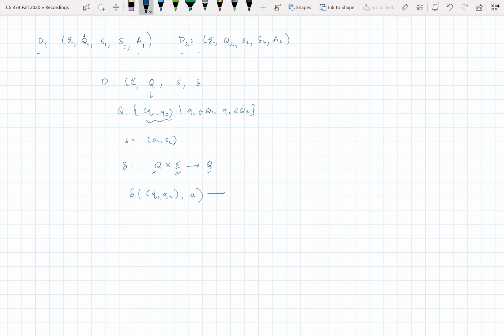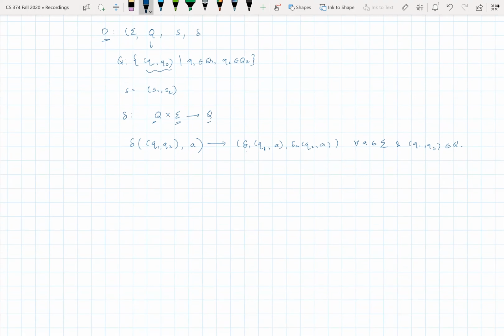So delta of this would be what? What do you think it should be? What do we want our DFA D to model? We want it to model the running of D1 and D2 on an input string. So this is just going to say that I am seeing A over here. The D1 part of me is going to run the D1 automata, so it is going to use the transition function from D1, delta 1, on the input alphabet and the state of that thing. And the D2 part of me is going to run D2: delta 2 of Q2 comma A, for all A in sigma, and for all Q1, Q2 in Q, which is Q1 cross Q2. Okay, so that is our transition function delta.